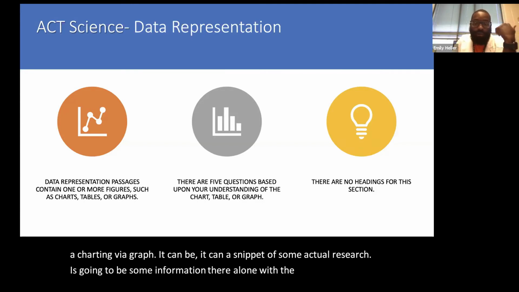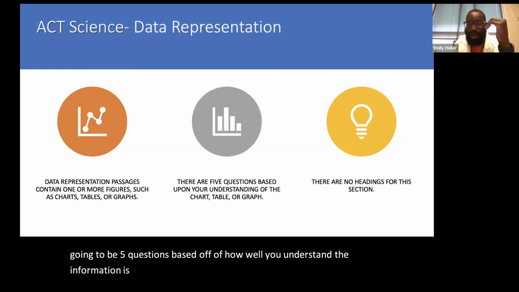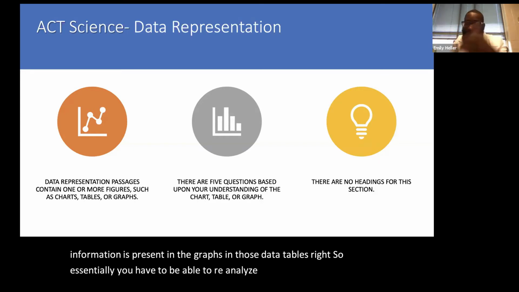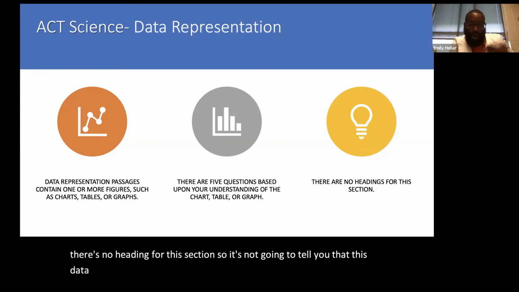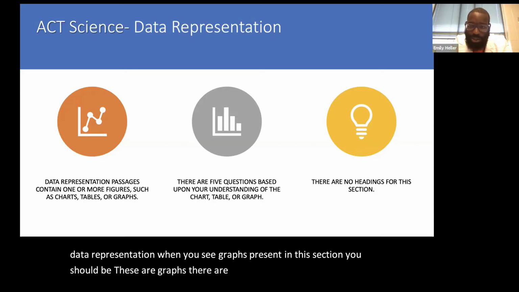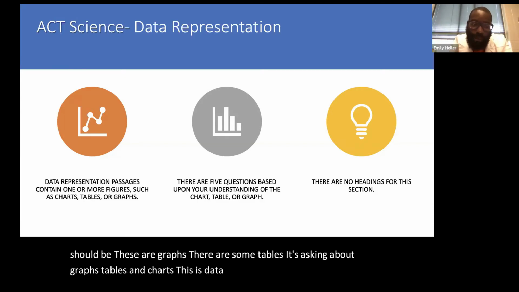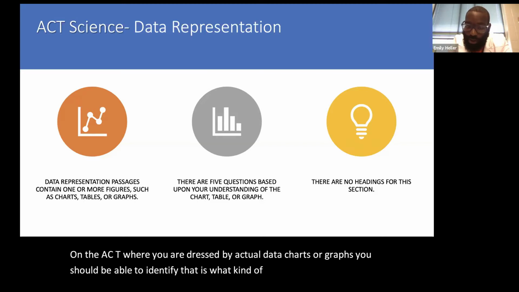And there are going to be 5 questions based off of how well you can understand the information that is present in the graphs and those data tables, right? So essentially, you have to be able to read and analyze graphs. And you see this, there's no heading for this section. So it's not going to tell you that, oh, this is data representation. When you see graphs present in this section, you should think, oh, these are graphs. There are some tables. It's asking about graphs, tables, and charts. This is data representation. So anytime on the ACT where you are addressed by actual data charts or graphs, you should be able to identify what kind of problem or situation it is.